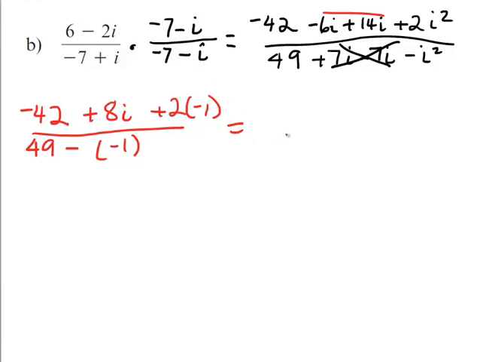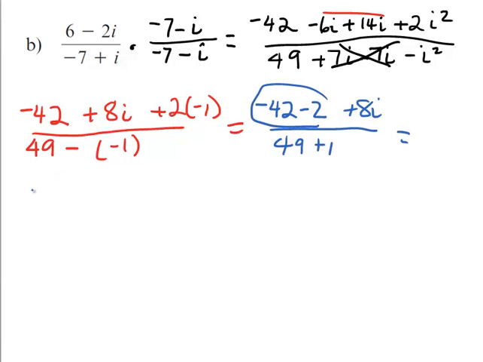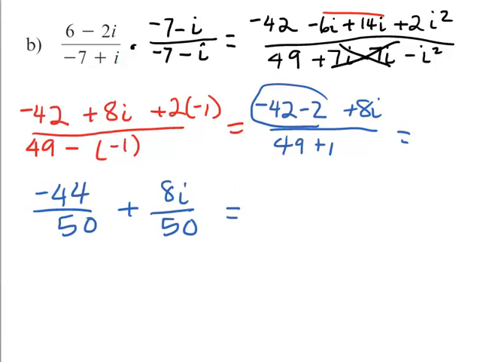And then the next version, we're still combining like terms. I have negative 42, and this is the same as negative 2, so minus 2, plus 8i, all over 49 plus 1. And this is negative 44 over 50 plus 8i over 50. And these are still fractions, so you still have to reduce. So the first one would be negative 22 over 25 plus 4i over 25. And I think you're probably starting to get the picture here.